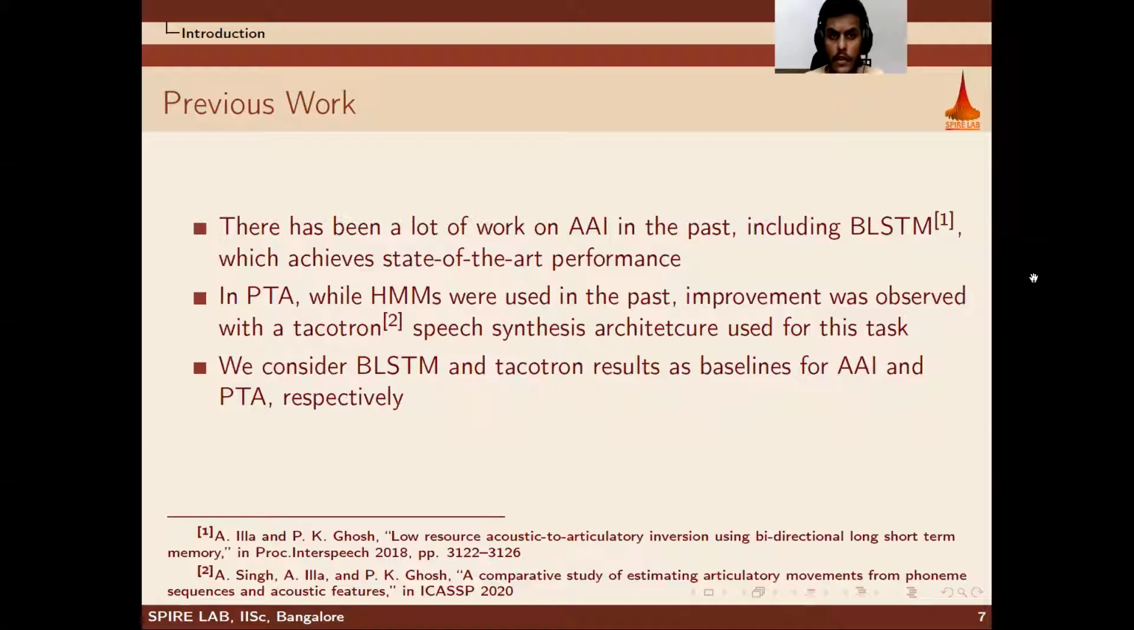Now let us take a look at some of the previous work done in this area. There has been a lot of work done on AAI in the past, including a LSTM model which has achieved state-of-the-art performance. In PTA, hidden Markov models were used in the past, and recently improvement was observed with the Tacotron speech synthesis architecture used for this task. We consider the LSTM and the Tacotron results as baseline for AAI and PTA tasks respectively.